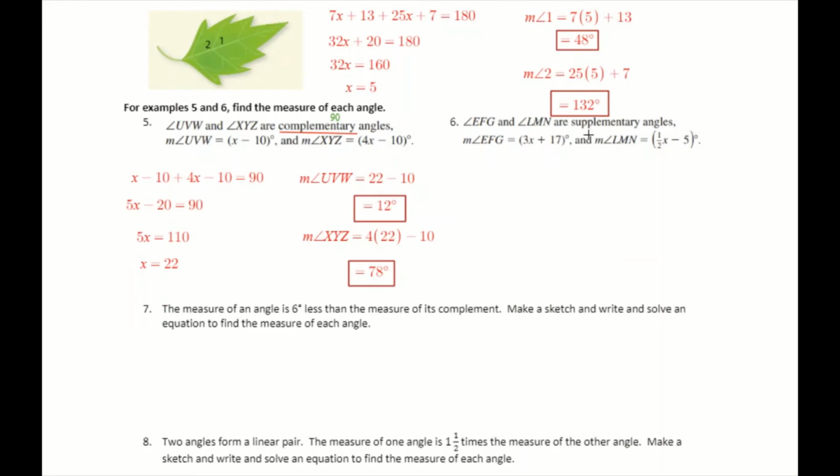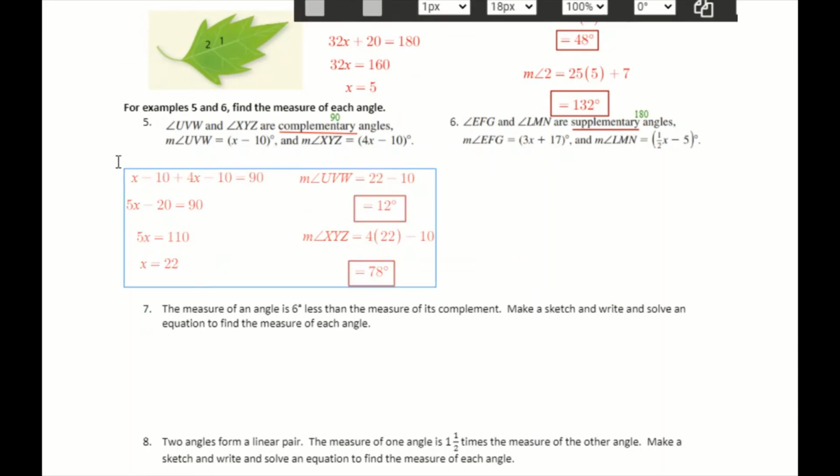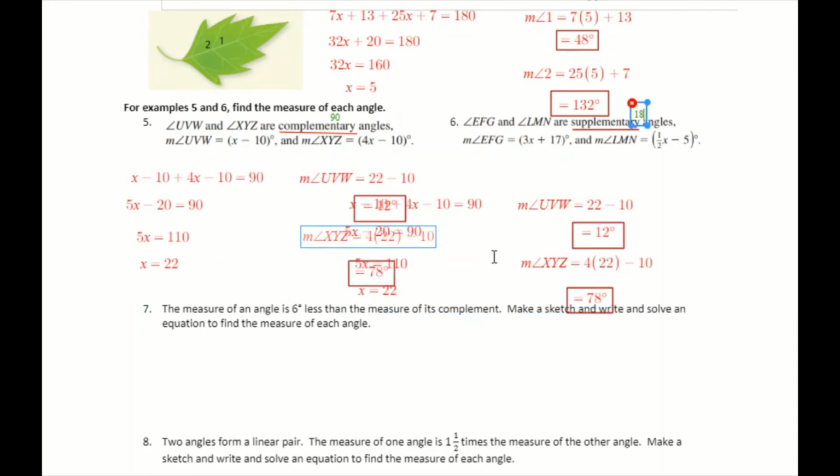Remember, supplementary means they add up to, oh, that is not a line. Okay, there we go. Supplementary means that they add up to 180. So I'm just going to make a little note, 180. So we're going to set it up exactly like this. In fact, just to really hammer this home, I'm just going to copy. Oh, okay.